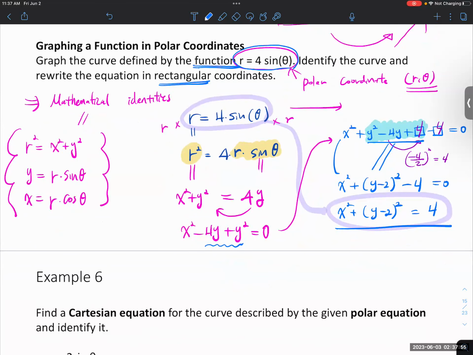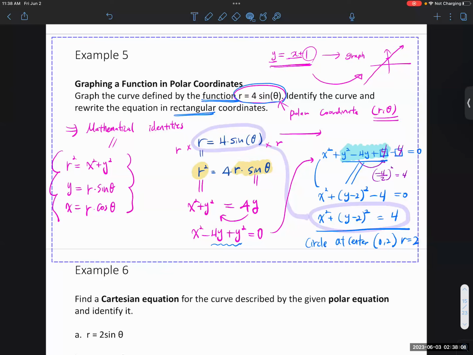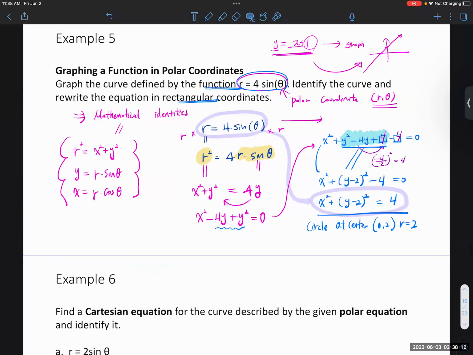This is a circle function. At center 0,2 with the radius 2. So we can graph it. So let me minimize it. Right? So we can graph it. This function, if you actually graph, the center is at 0,2 right there. Right? So let me minimize it.